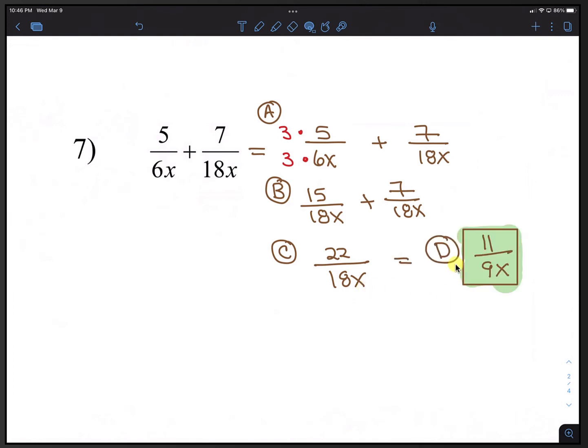And then in step D, we're just reducing to lowest terms. So we can divide both numbers by 2 and get 11 over 9x for our final answer.